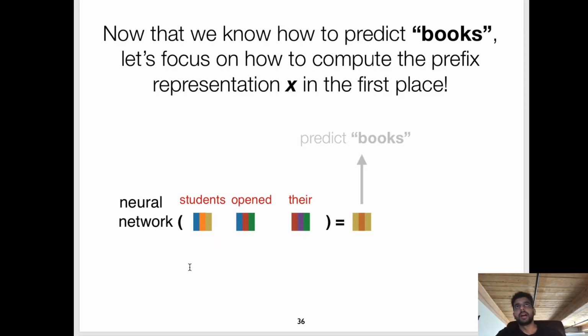Okay, so now that we've covered how we actually get a predicted probability distribution given a representation of the prefix, now let's turn our focus to how we compute this single representation of the prefix in the first place. So as mentioned before, we're going to have a neural network that acts as a composition function. So it takes as input a sequence of word embeddings. So here, the embedding for students, followed by the embedding for open, followed by the embedding for there, and squashes it down into a single vector.